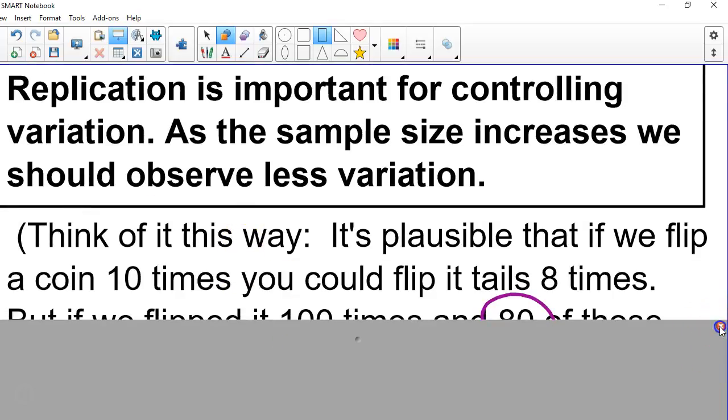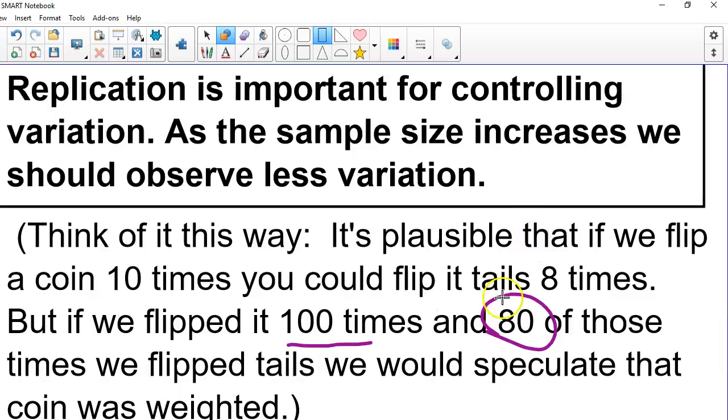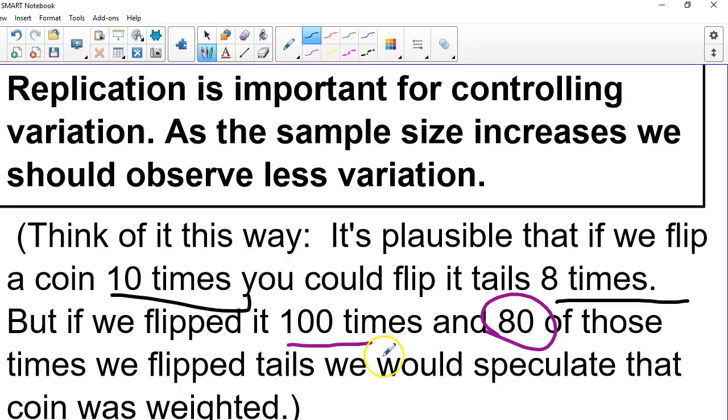Think of it this way, another way too. If we flip a coin 10 times, it's plausible to get 8 of those times tails out of 10. But if we flip it 100 times and 80 of those times we flip tails, we would speculate the coin was weighted because we're not going to get as much variation.